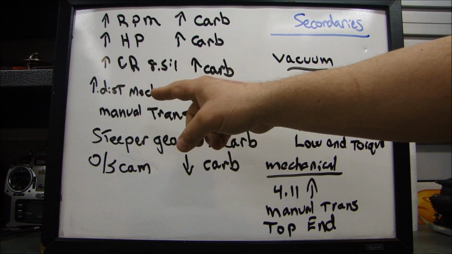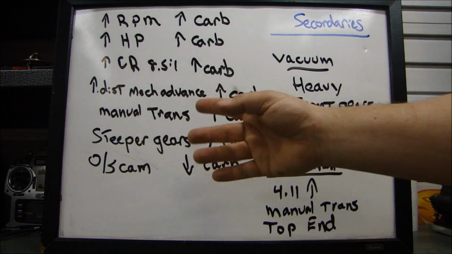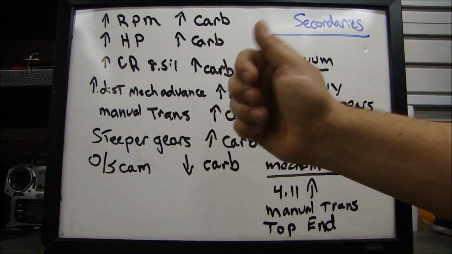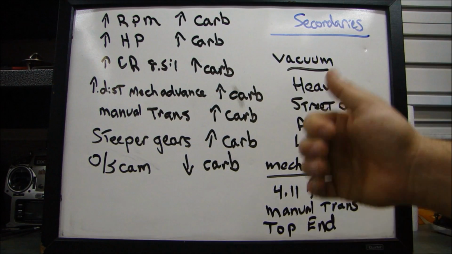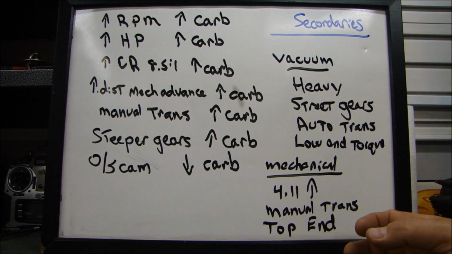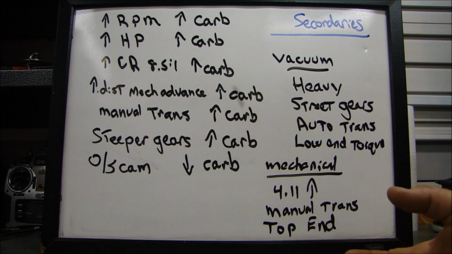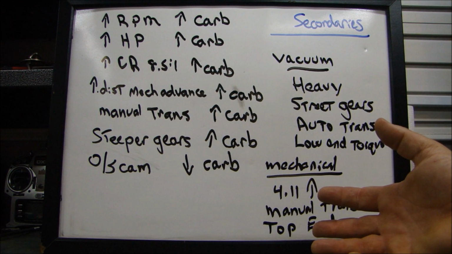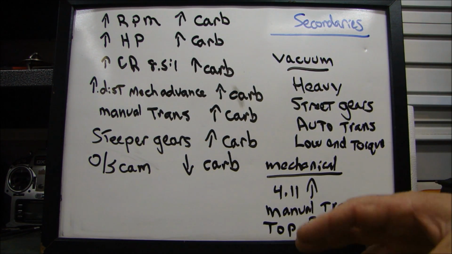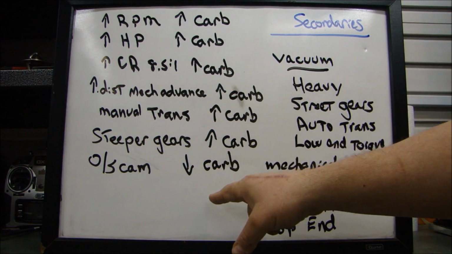If you have a very high distributor mechanical advance, go with a bigger carb. Manual transmission, bigger carburetor. If you have steeper gears in the rear end, you want a bigger carb. If you have an oversized cam for the application, which is possible, you might choose an oversized cam because you want some high-end performance. So at the low end, it's going to be really inefficient, and you have to maintain your vacuum and your fuel velocity. You use a smaller carb.